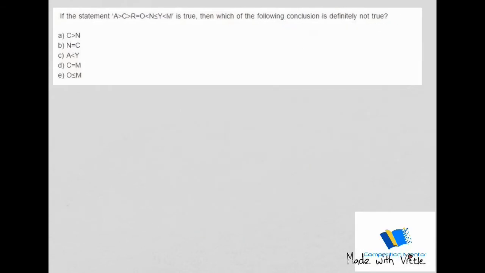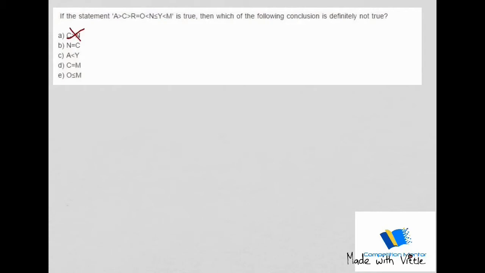So let's try to solve the question now. Let's see the first one. This is a statement and it says it's true. So which one is definitely not true? C is greater than N. If you see C and N, at this point it is greater, and at this point it changes the sign. It means no relationship can be established. So I cannot say that this is definitely not true. This is not our option. We will not mark this.